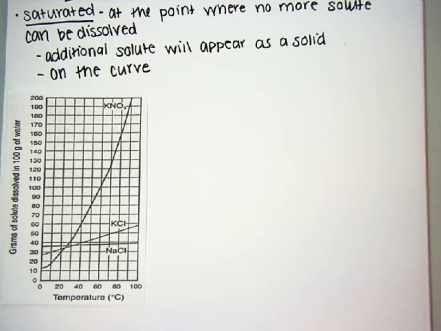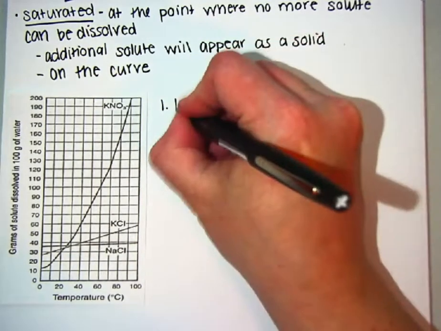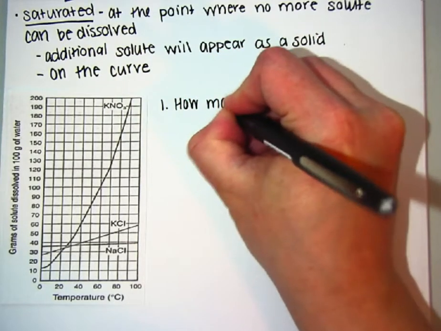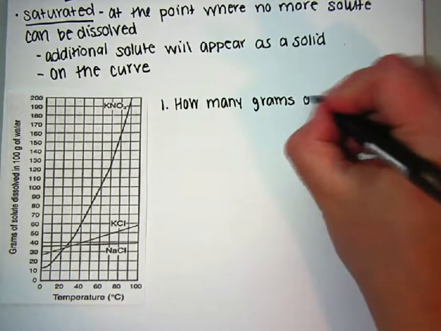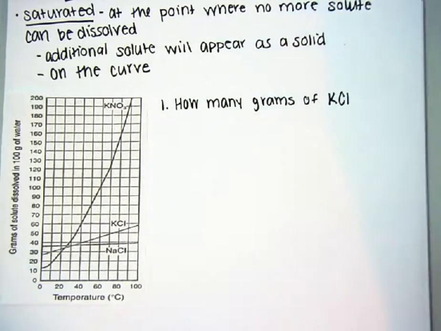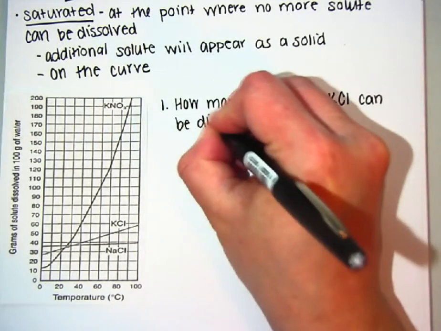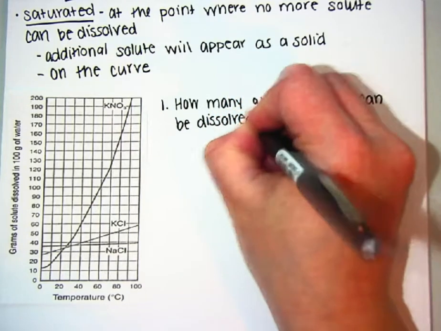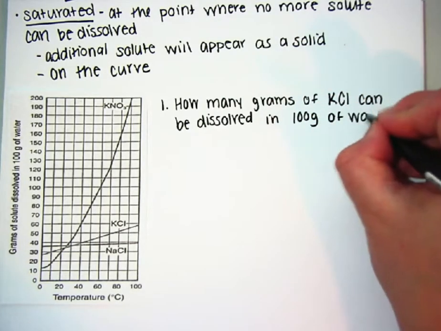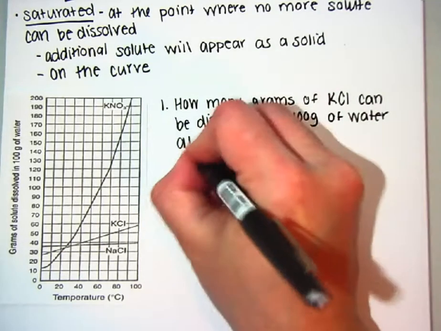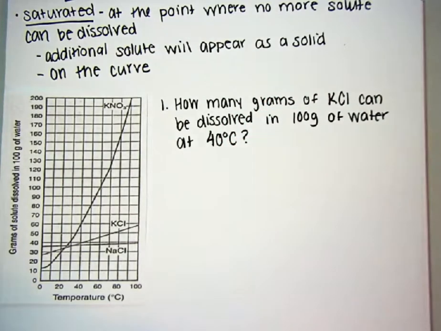Alright, so we are going to use this example and do a few questions. Question number 1. How many grams of potassium chloride can be dissolved in 100 grams of water at 40 degrees Celsius? So the curve tells us the saturation point.